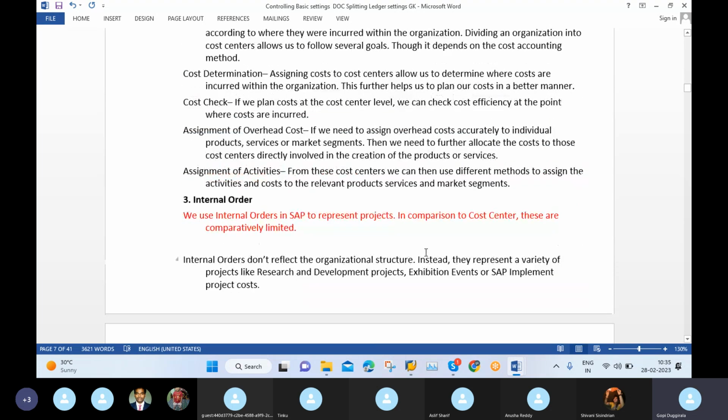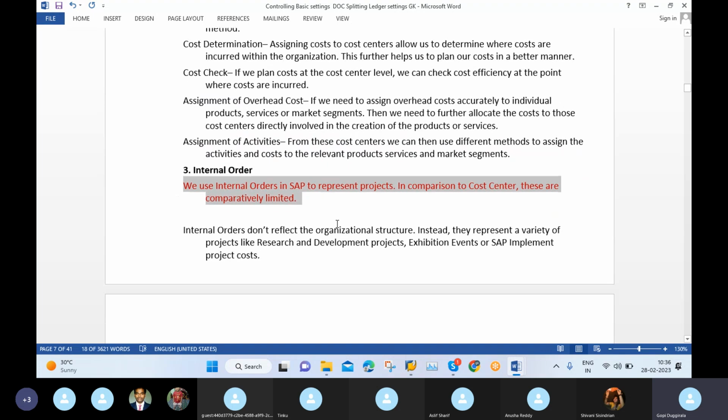And next, what do you mean by internal order? My cost element accounting is over. Cost center accounting is over. Now we are moving to internal order. See, internal order is nothing but it represents the projects. In comparison to cost center, these are comparatively limited. So basically, with internal orders we can calculate the cost based on the project.